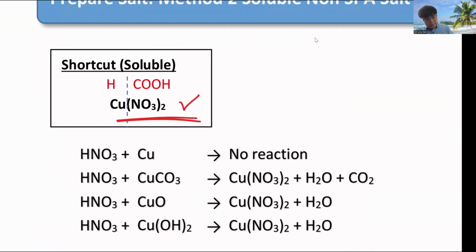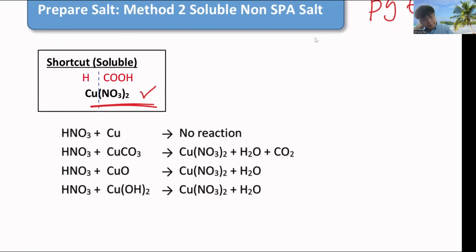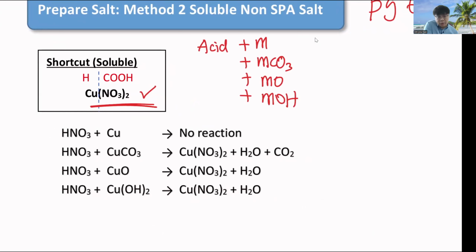But something insoluble, how do you make it dissolve in water? Which is what I told you just now. You need the acid. Why? Because acid can react with four different things: metal, metal carbonate, metal oxide, and metal hydroxide. So this is the special method. We need copper, copper 2 carbonate, copper 2 oxide, and copper 2 hydroxide. Okay, so all these are insoluble.